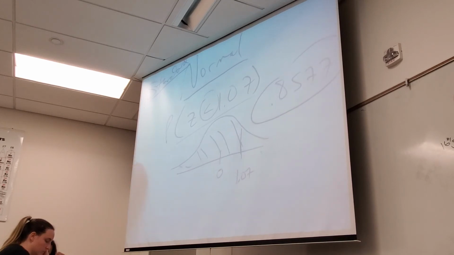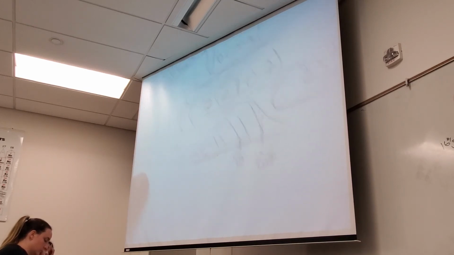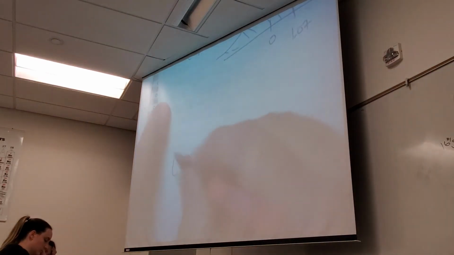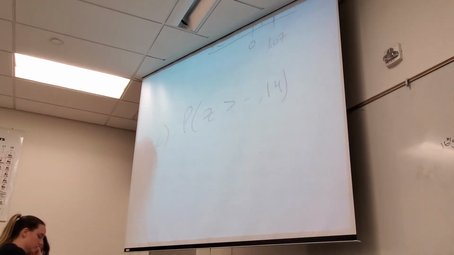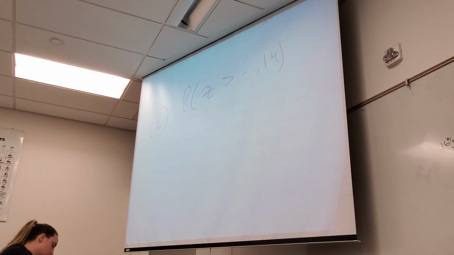All right, so let's do the first level adjustment that you have to make. What is the probability that z is greater than negative 0.14? Try to draw it out first. Shade in the area once and see what you can do.